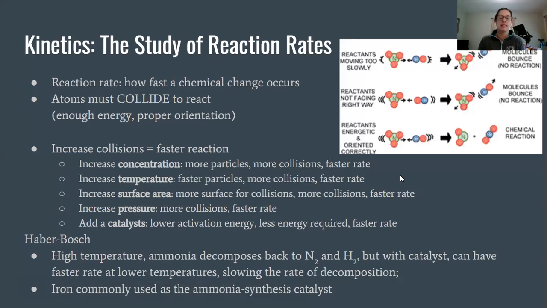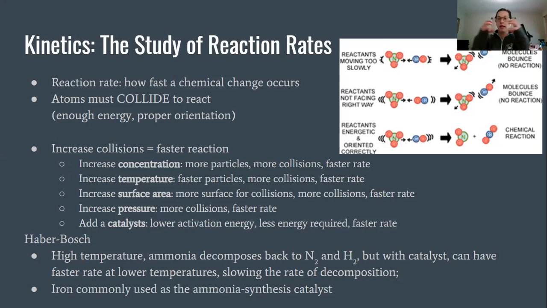Next up, we have kinetics. And kinetics is the study of reaction rates, or how fast the chemical reaction can occur. So in order for a chemical reaction to occur, atoms must collide. They must have enough energy to form a bond, and they must have proper orientation. They must be arranged properly in space.